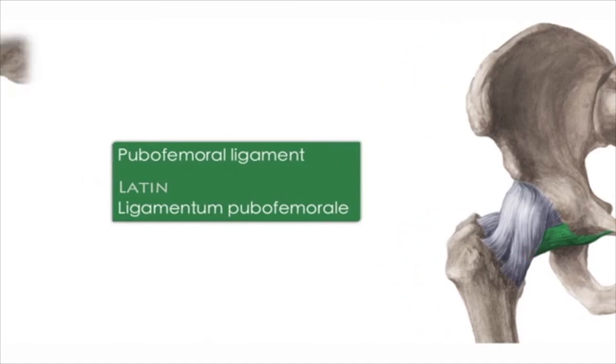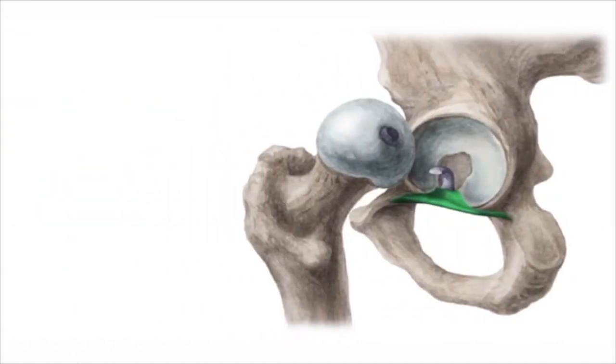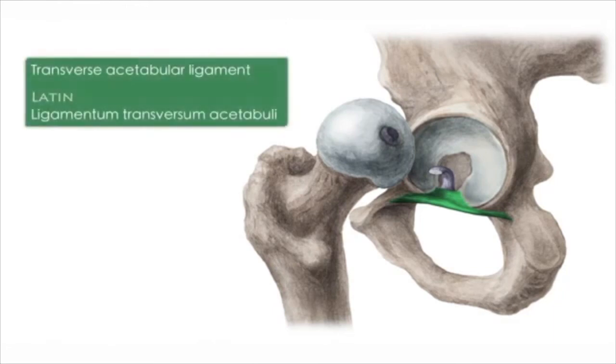The last ligament that we need to briefly talk about is known as the transverse acetabular ligament. And you can guess by the name that this is a ligament that is bridging the acetabular notch and completes the articular surface for the head of the femur, helping it stabilize and stay inside the acetabulum.